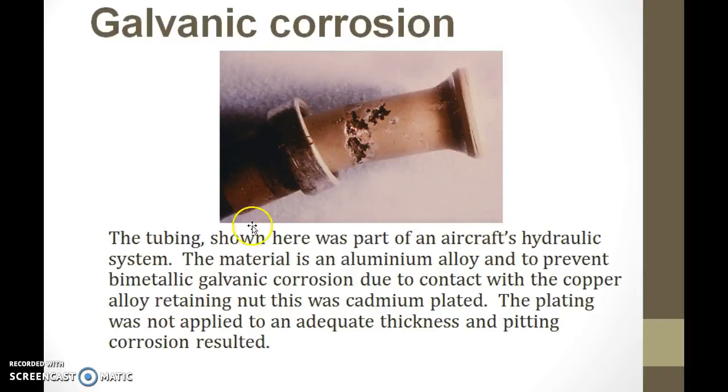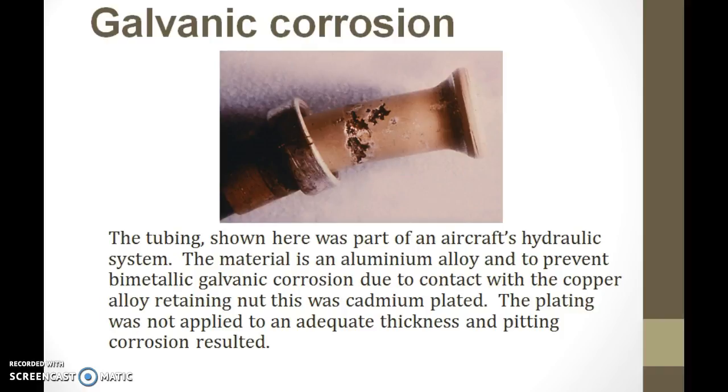Now look at a similar type of galvanic corrosion. The tubing shown here is part of an aircraft hydraulic system. The material is an aluminum alloy, and to prevent bimetallic galvanic corrosion due to contact with the copper alloy retaining nut, it was cadmium plated. The plating was not applied adequately, so there was severe corrosion. That means a small anodic area and a large cathodic area lead to severe corrosion.